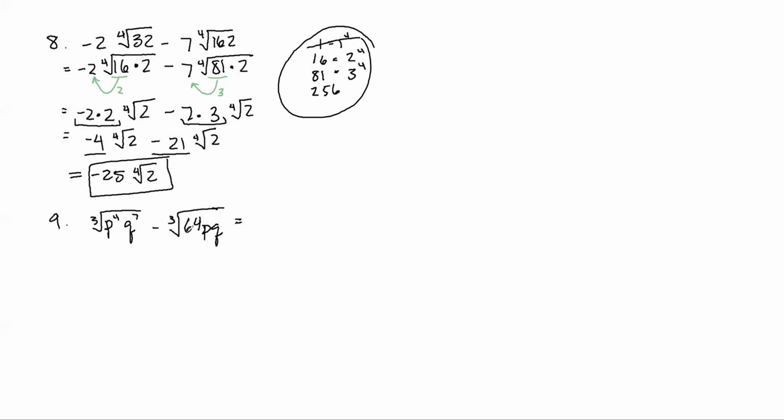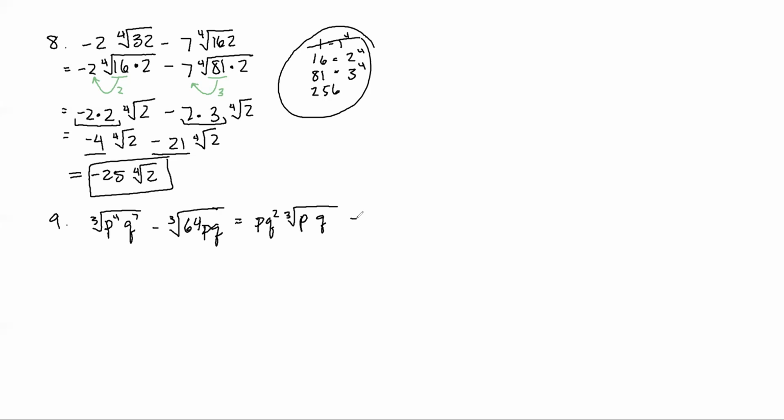So remember our trick with taking out variables. You're going to take your exponent and divide it by the index. So 4 divided by 3 is 1, so we can take out 1p. We'll be left with 1 on the inside, so I'm going to leave a little space for the q and then put a p on the inside. And now 7 divided by 3 is 2, so we can take out a q squared, and the remainder is 1, so we're left with 1q.